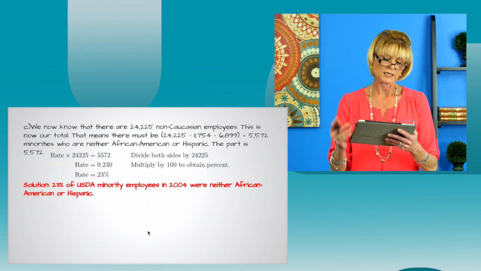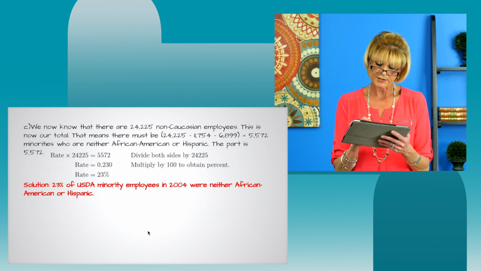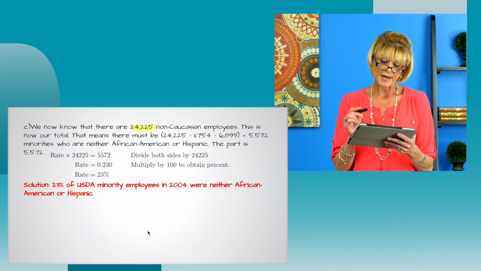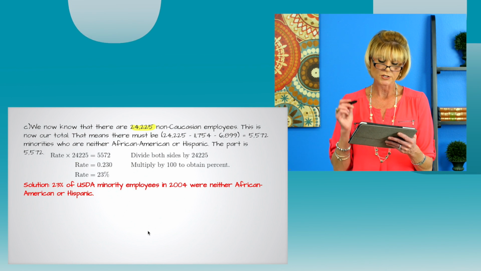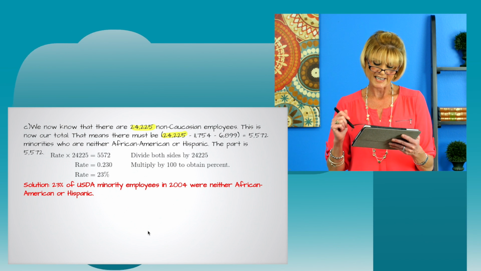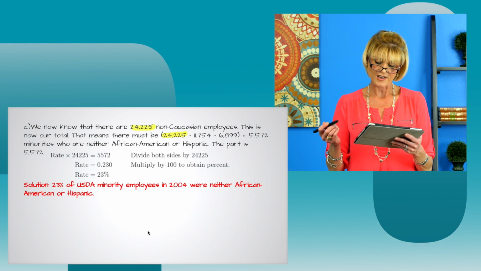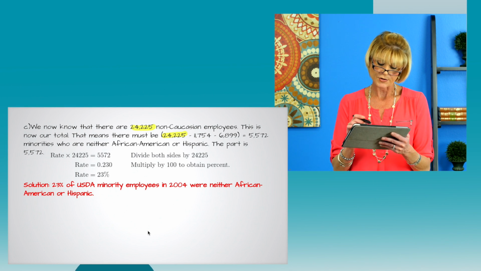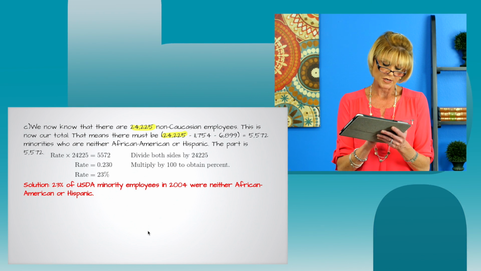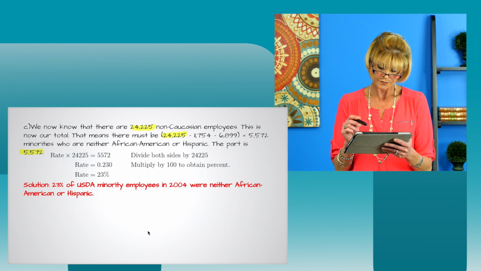And finally, C. We know that there are 24,225 non-Caucasian employees. This is now our total. That means that there must be 24,225 minus 11,754 minus 6,899 equals 5,572 minorities who are neither African American nor Hispanic. So the part is going to be 5,572.